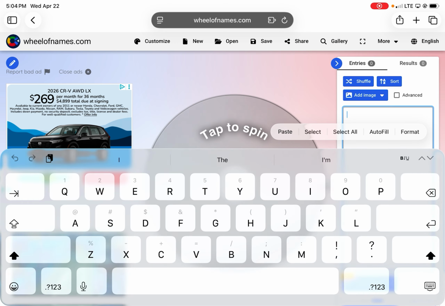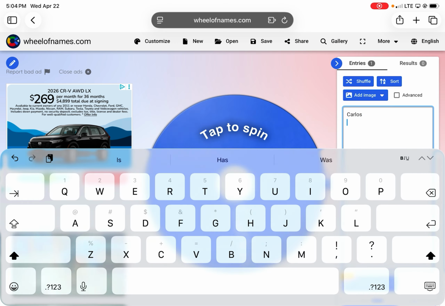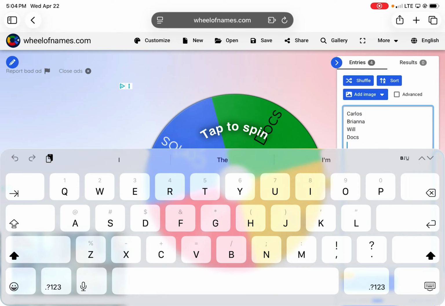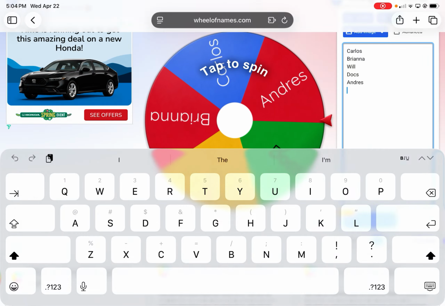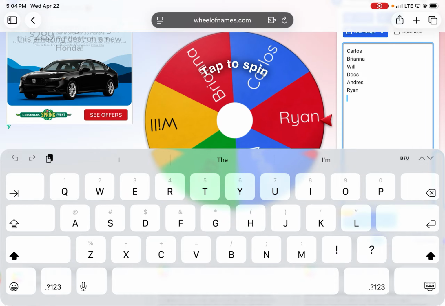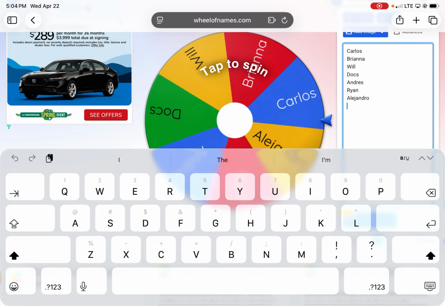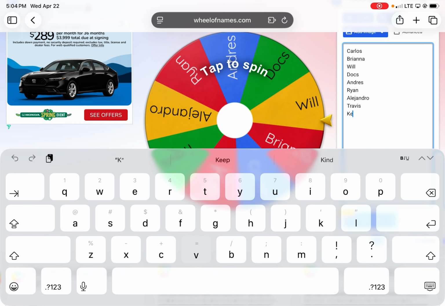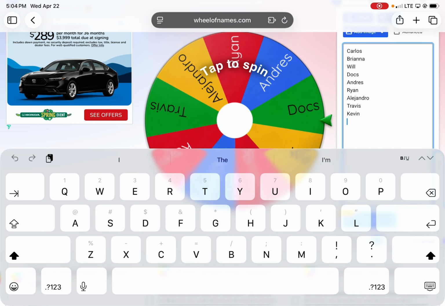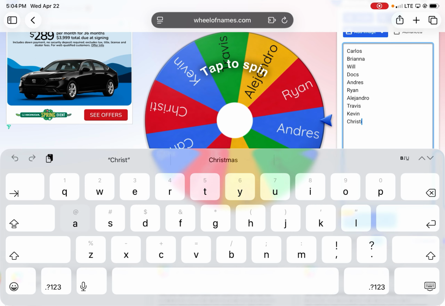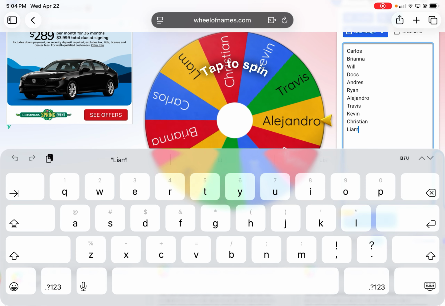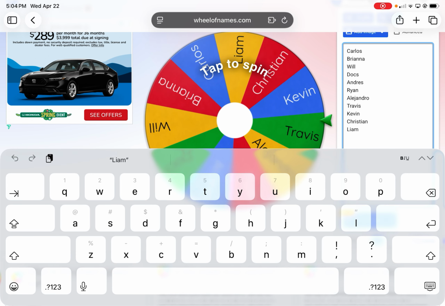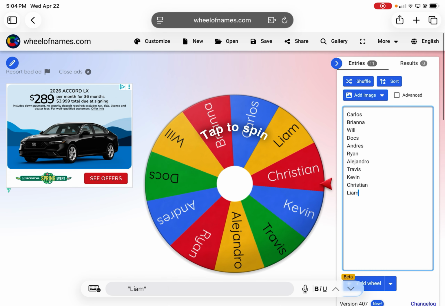Show keyboard. We've got Carlos, Brianna, Will, Dosh, Andres, Ryan, Alejandro, Travis, Kevin, Christian, and Liam. 1, 2, 3, 4, 5, 6, 7, 8, 9, 10, 11. All right.